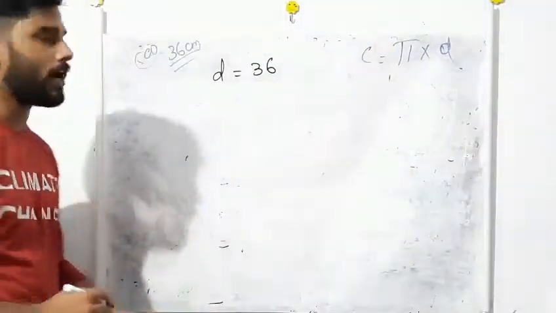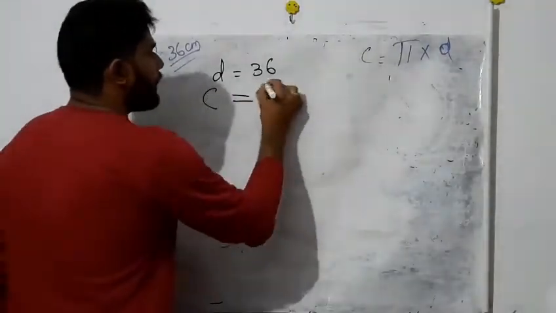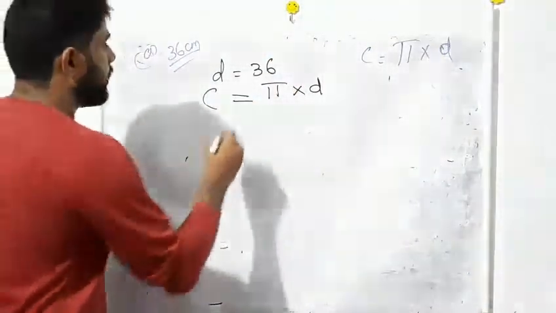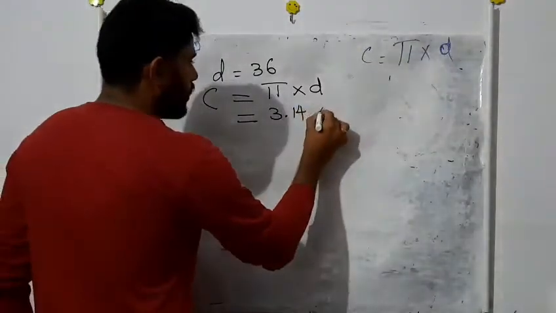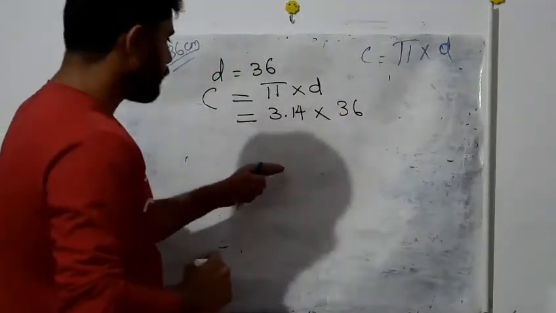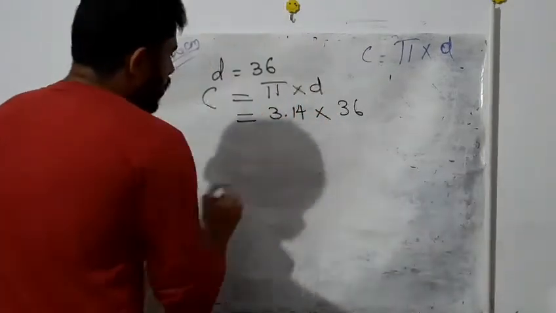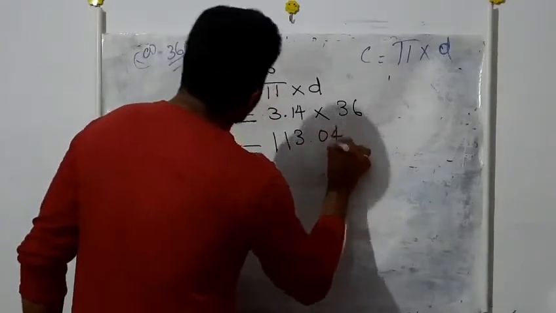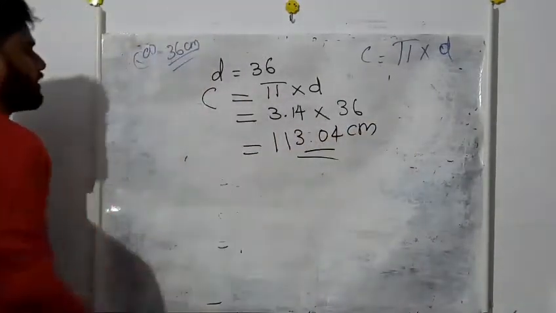What do we have to find out? We have to find out the circumference. Circumference is equal to pi into d. Pi value 3.14 into d, 36. That means 3.14 into 36, which is equal to 113.04. This is 36 centimeter, that means circumference also in centimeter.